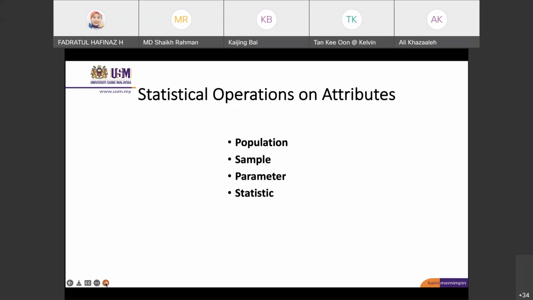How about parameter and statistic? What is the difference between these two? Both will generate a value, for example, mean, median, standard deviation. But for the parameter, that descriptive value is referring to the main population, while the descriptive value of mean, median, and standard deviation, or statistic, is referring to the sample distribution that you have chosen. Okay.